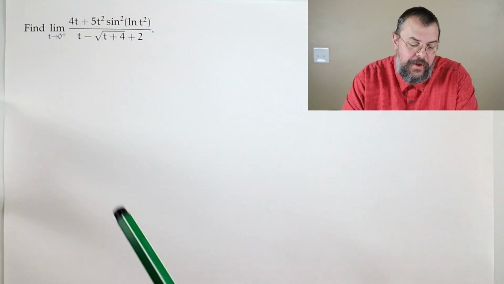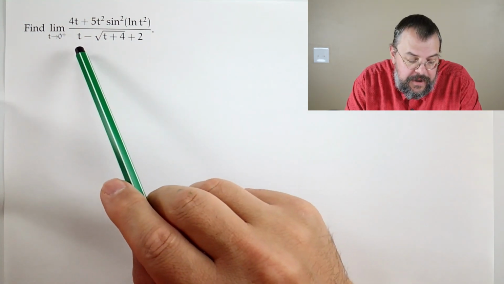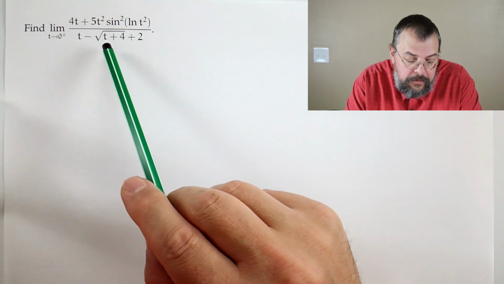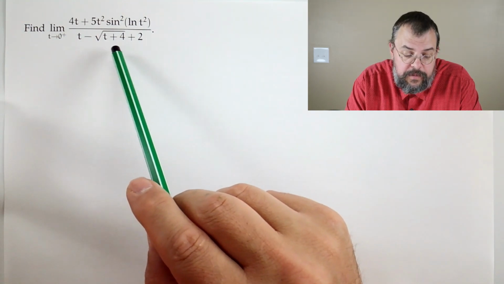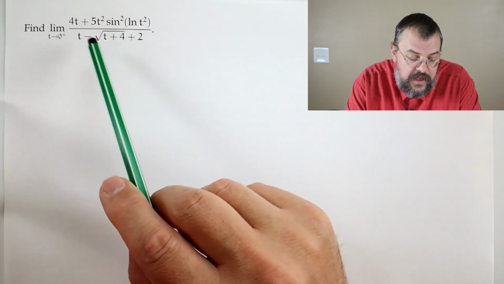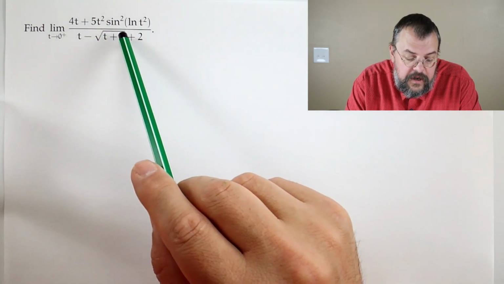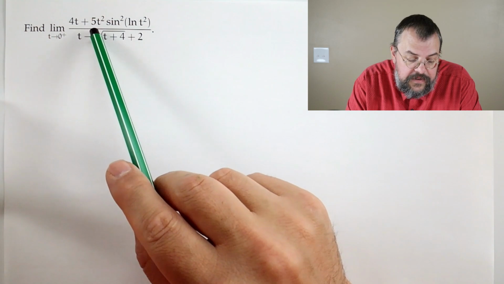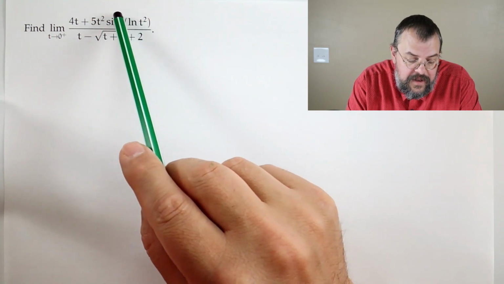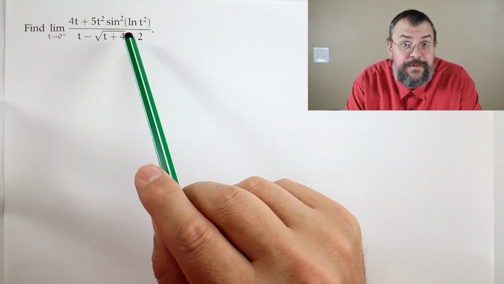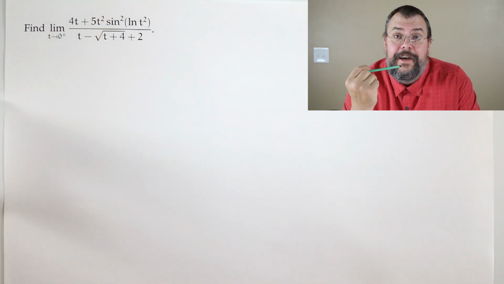Downstairs, when you plug in 0, you get 0 minus the square root of 4, so that's minus 2 plus 2. So you get 0 downstairs. Here, 4 times 0 is 0. And here, you get 5 times 0, but that's going to be really peculiar. Now, why do I say that?